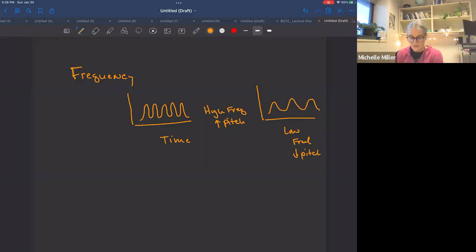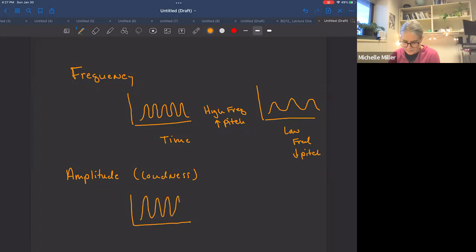The other thing has to do with the amplitude. So this is how loud. So this would be loudness. It is measured in decibels. But if we are talking about a high frequency that has a very loud high frequency, it would look like this. So my amplitude is the distance between the top of the sound wave and the bottom of the sound wave. That's my amplitude. So this would be a loud sound.